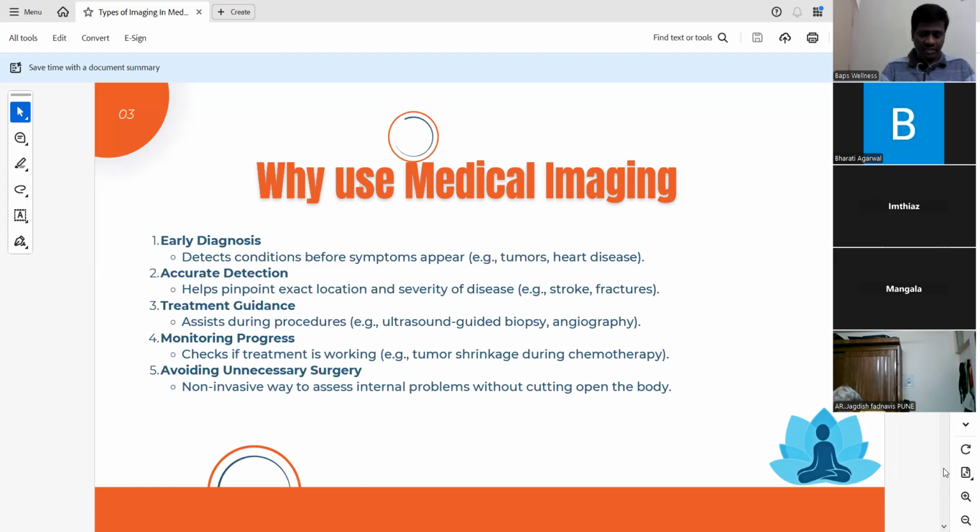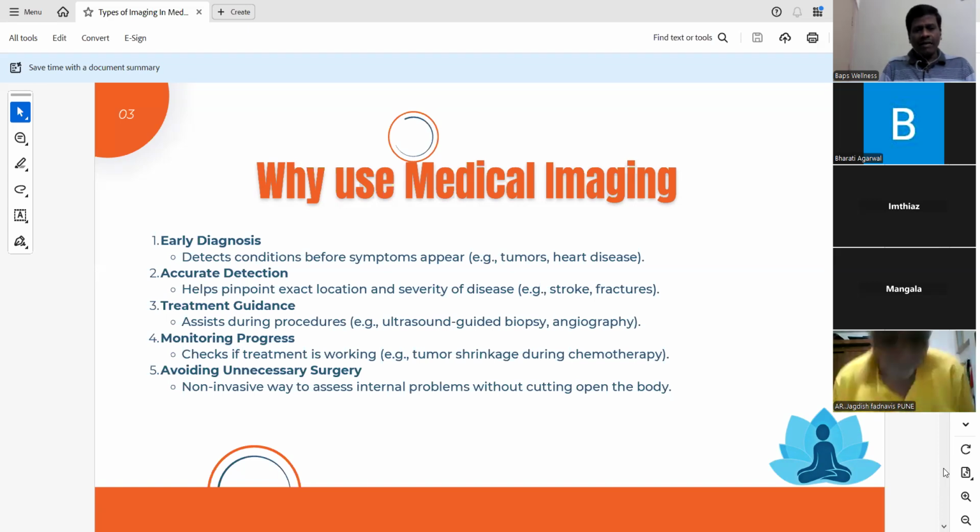Most of the conditions, like in the case of cancer, normally we get to know only after the second or third, in the majority of cases third or fourth stage, when the patient gets the symptoms. Similarly, with heart disease, only when you get the symptoms of angina, chest pain, difficulty in breathing, gasping, or something different, then only you get to know that there is some problem. But if you use early diagnostic methods, it will be easy for us to address that.